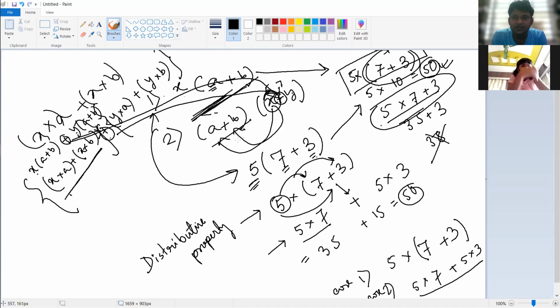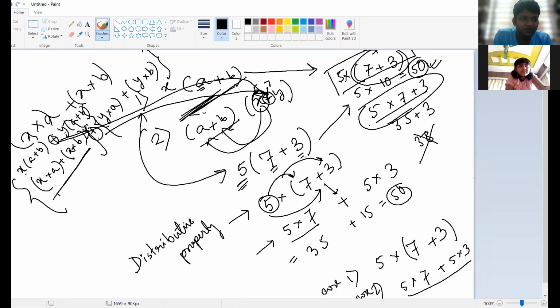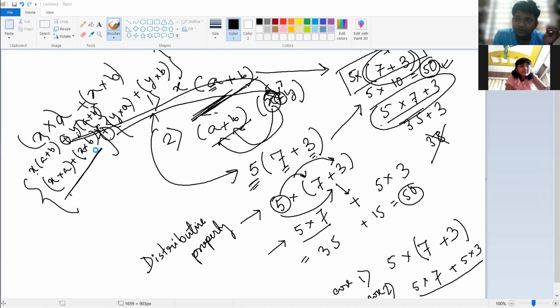So the next page, there is no next page actually. Anyways, just another one.